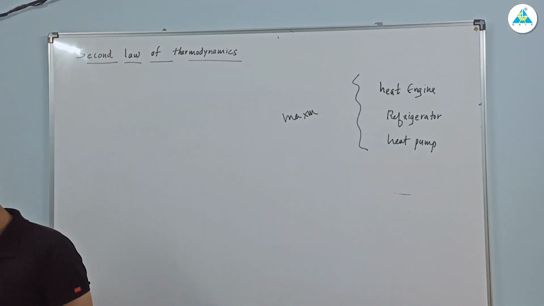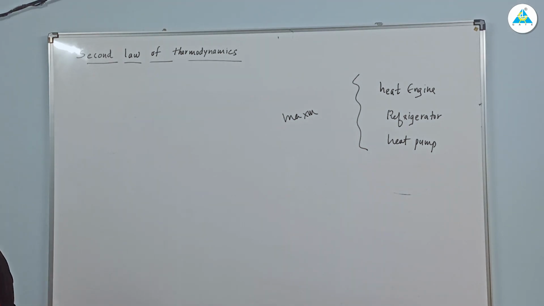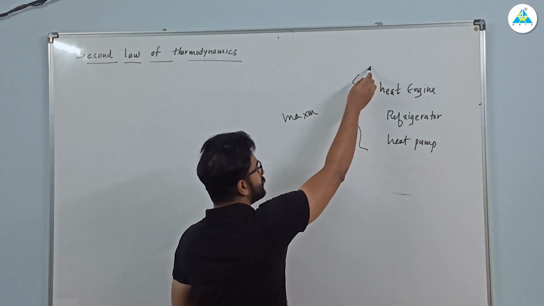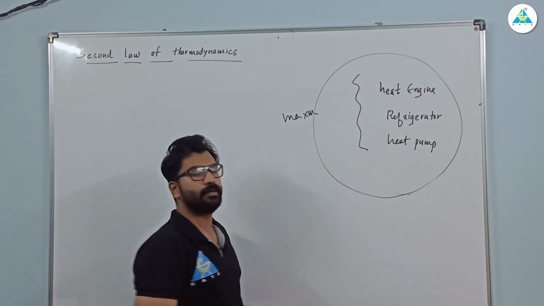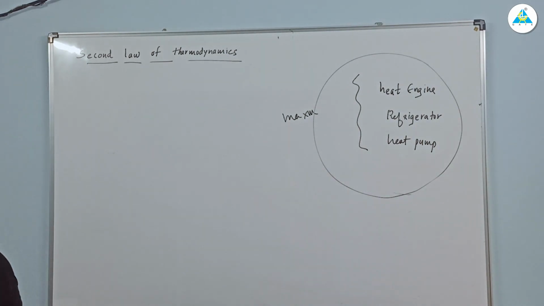So second law is also used, and you can write this as a note if you want: the second law is also used in determining the theoretical limits for the performance of commonly used systems like heat engine, refrigerator, heat pump, etc.